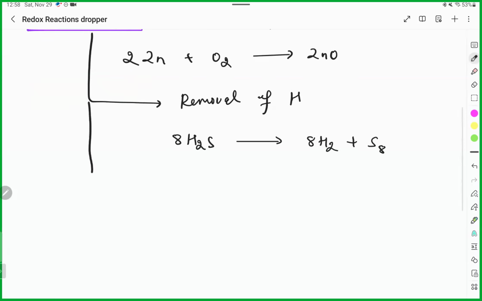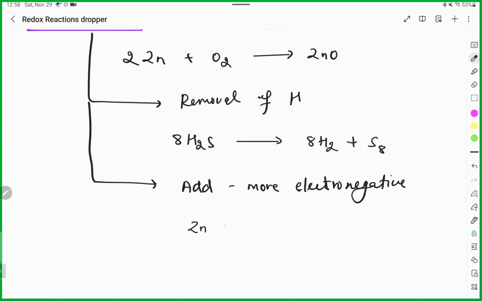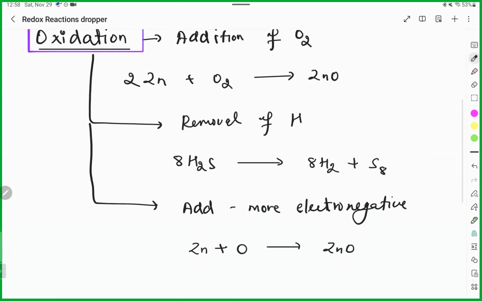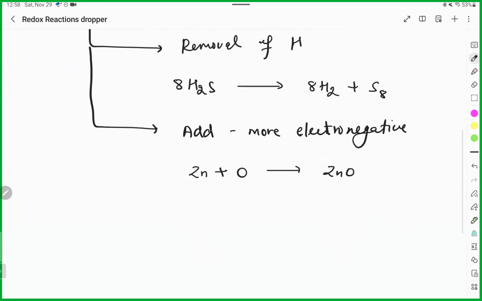Third thing, if you add a more electronegative element, this is still oxidation. Example, zinc is reacting with oxygen, a highly electronegative element, so it will be zinc oxide. So by the definition of oxygen, this is oxidation. By the definition of electronegative element, this is still oxidation.